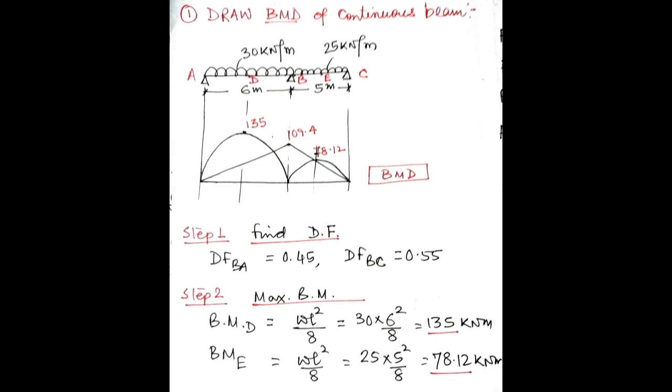Draw the bending moment diagram of the continuous beam ABC. AB is of 6 meter, BC is of 5 meter, D and E are the midpoints of AB and BC respectively. In the AB span, the loading is 30 kilonewton per meter UDL, and at the BC it is 25 kilonewton per meter. So this is the problem, and here it is the final bending moment diagram.